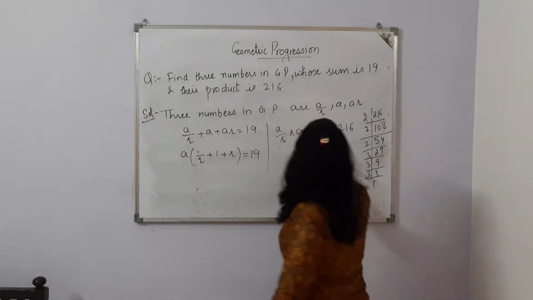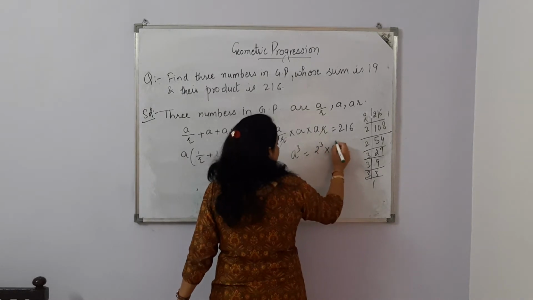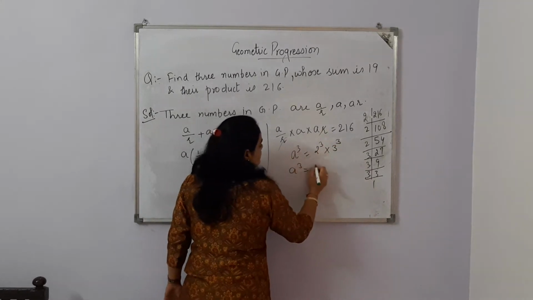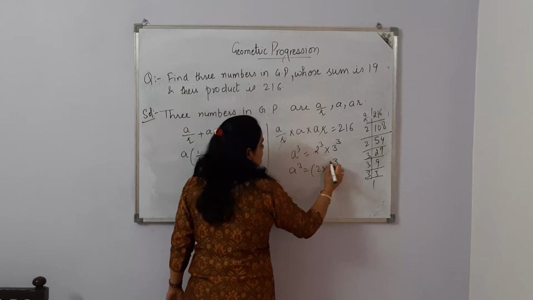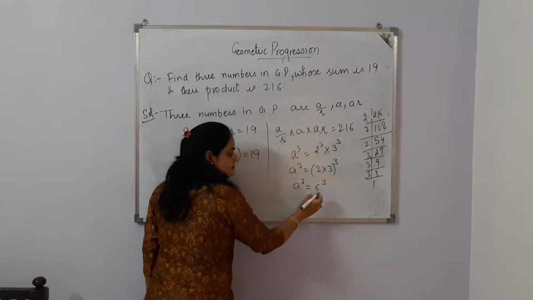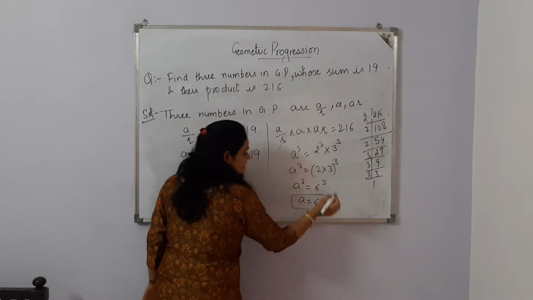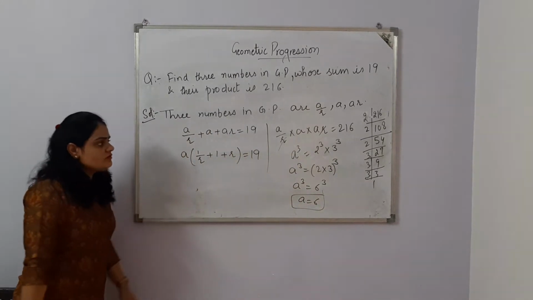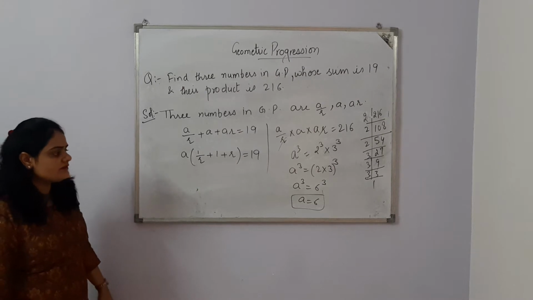So you are watching its factors are 2 raised to power 3 and 3 raised to power 3. So it is (2 into 3) raised to power 3. A cube is equal to 6 cube. If the powers are equal, then the bases can be equated. A's value is equal to 6. So the value of A is equal to 6. We found the value of A.